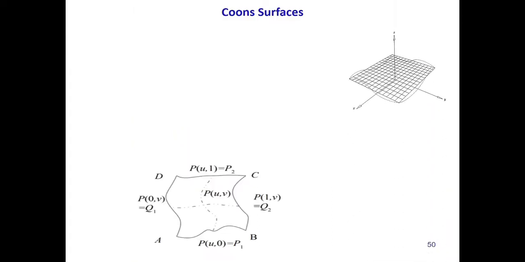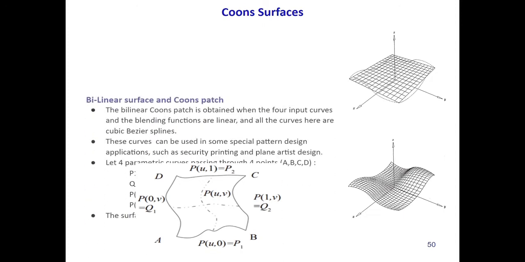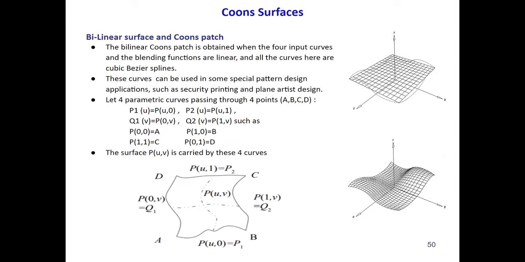Now, we'll talk about the bilinear surface and Coons patches. These surfaces are generated with the same four input curves, but the blending function which will be used here is linear, and the curves which are used here as the input are cubic Bezier splines, which are formed when various Bezier curves are combined together.